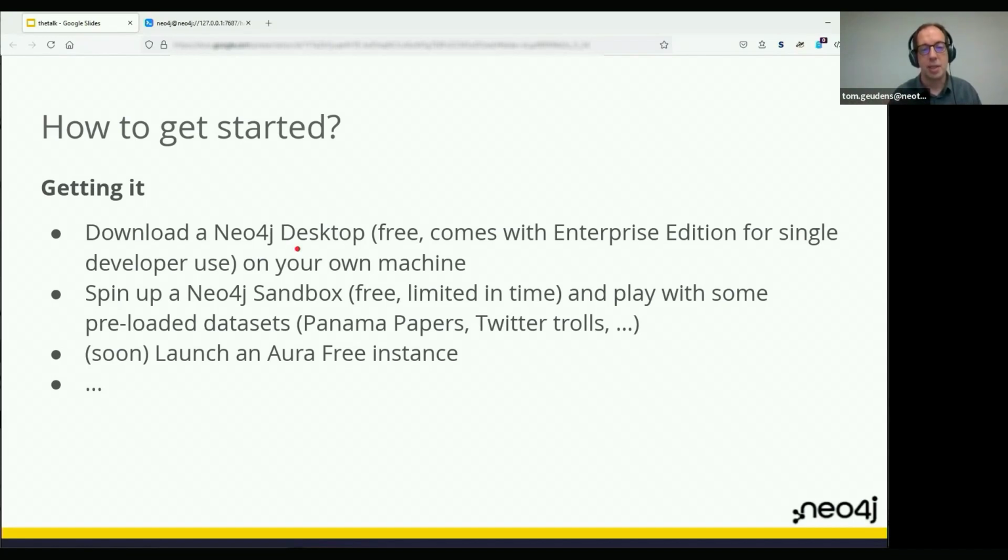There is a Panama Papers dataset, there is a Twitter Trolls dataset. There are quite a few datasets to play with. And then there is a third option. Well, there are many options, but a third obvious option is soon going to be around. It's not there yet today, which is the Aura Free instance. Aura is our database as a service product, and we will have a free version of that for anybody to try out. This will not be limited in time, but it will be limited in size. Obviously, it's free, so you have to limit the resource cost somewhat. But that way you can get started as well.